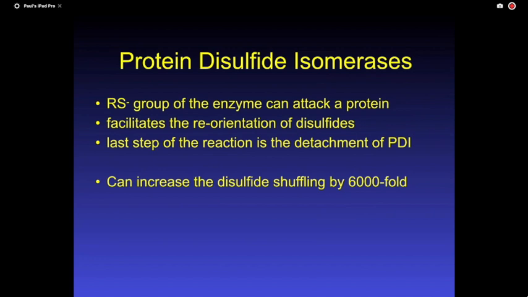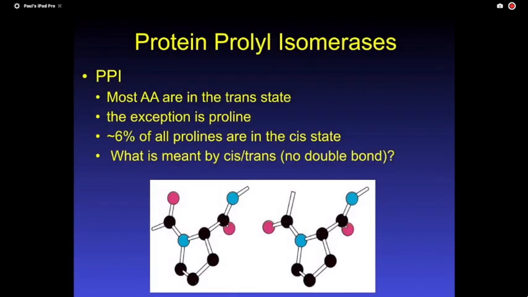Okay. That's not the only way a protein can be unfolded incorrectly. All right. The protein prolyl isomerase, okay, works on prolines. Okay? Most amino acids are in the trans state. The exception is proline. 6% of all prolines in proteins are in the cis state. Oh, good night. Okay, do you remember what cis and trans is? Okay, same side, opposite sides.